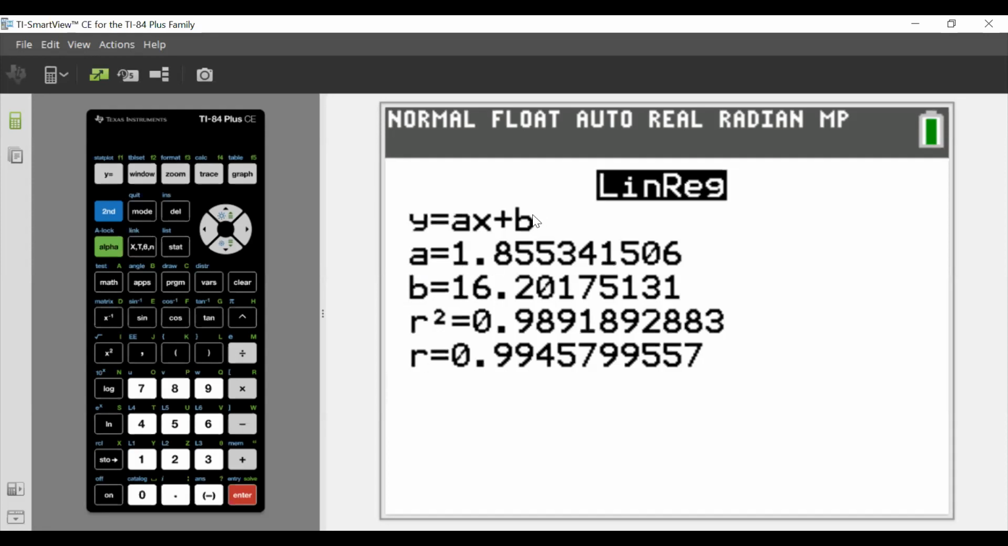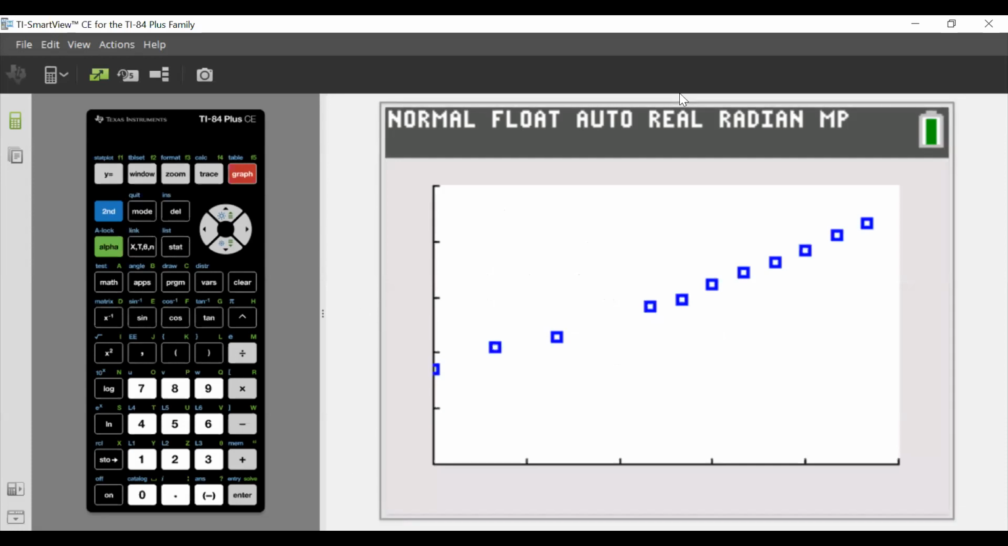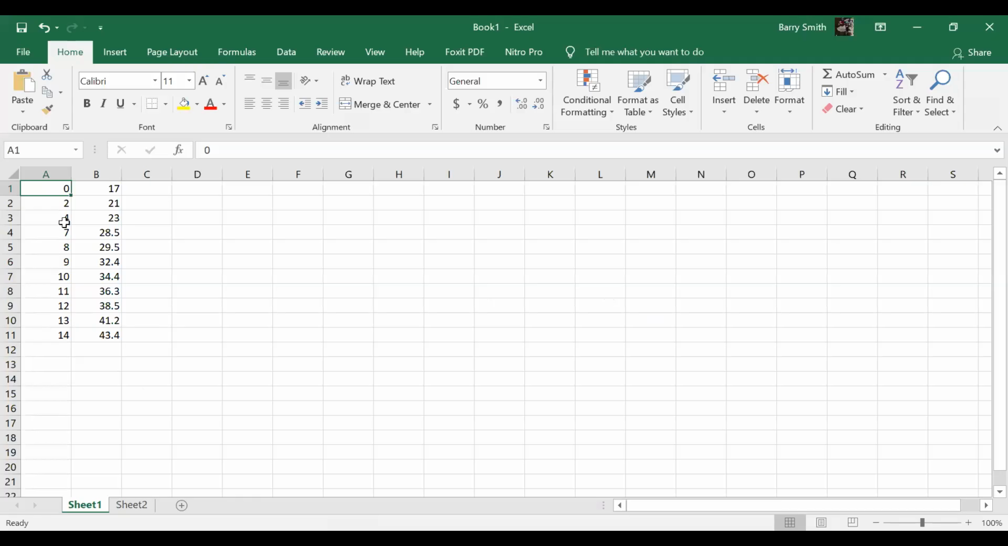Now I'm going to write down our values here so I know what they are when I come back to the screen. We have 1.855341506, and that's our A, and our B is 16.2017531. Those values we'll be needing in a little bit. Now we've got our graph, we've got the equation, so let's go over to Excel. Again, I've typed them in just to save time and avoid typing errors. Now we're going to graph it to see what it looks like.